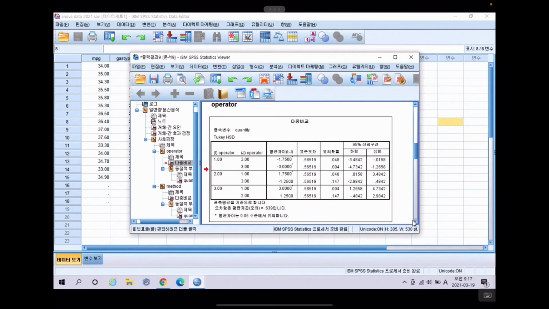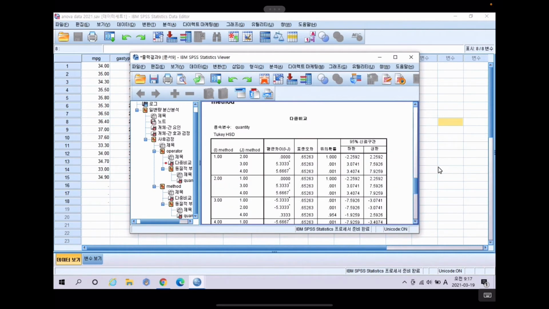Now let's go to the method here. In this case, also you need to look at the p-value which is less than 0.05. So here 1 and 3, 1 and 4, 2 and 3, and 2 and 4. If the p-value is less than 0.05, you reject the null hypothesis. So that means there is a difference between 1 and 3 and between 1 and 4. Also, there is a difference between 2 and 3 and between 2 and 4. So that's it. Now let's go back to the PowerPoint.